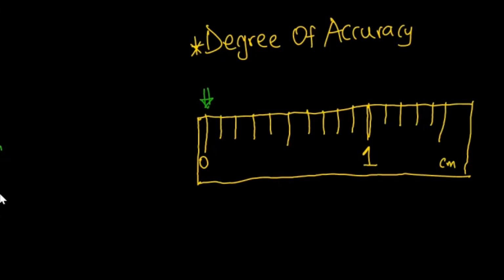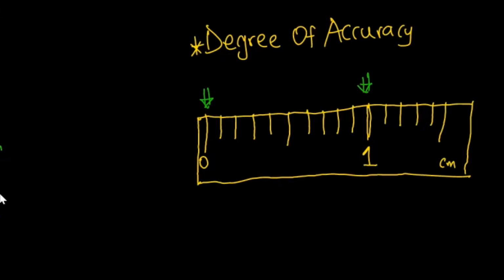There's no reading. Then if you look at this point, this is 1 centimeter. Now when we talk about degree of accuracy, it simply means the closest measurement or the smallest measurement you can get from a particular instrument. And how can we get that?